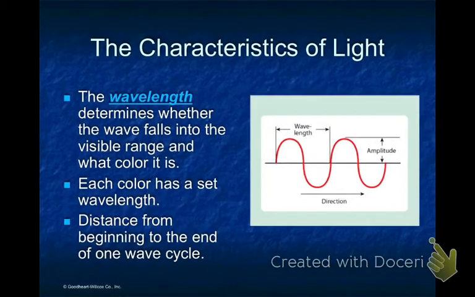Then we have the second component, which is wavelength. This determines the color. Each color has its own wavelength. It's kind of like the little S curve. It starts in the middle of the wave, goes up to the crest, comes down the middle again, and down all the way to the trough, which is the bottom part, and back up to the middle. That is one wavelength.